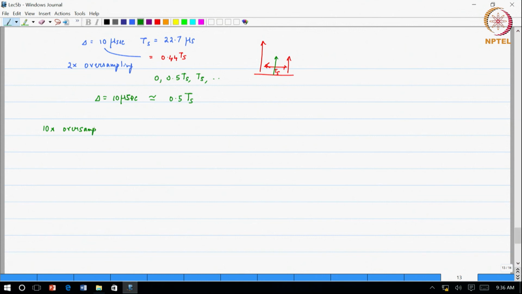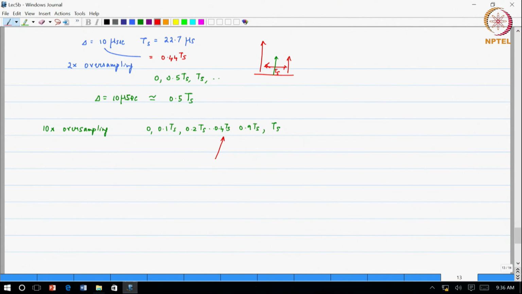10x oversampling says that yes, now I can introduce delays in my signal, of the form 0, 0.1 Ts, 0.2 Ts, all the way to 0.9 Ts, and then Ts. So basically, in between two sampling points we have gotten 9 other sampling points. That is the 10x oversampling. Somewhere here is 0.4 Ts, and of course 0.44 means that the closest one will be 0.4 Ts.